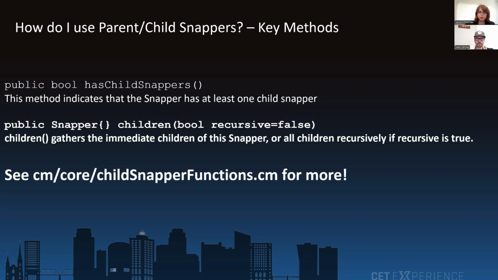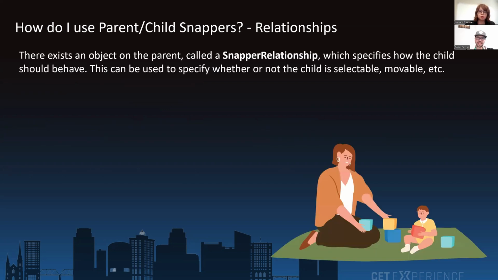Nice. So that was a whole lot to dump on you. And unfortunately, we have more to dump on you because we're going to be talking about relationships. Yes. Yay. You didn't think you'd be talking about that at a tech conference, but it's always important and applies to everything. So there exists on the parent an object called a snapper relationship that specifies how children should behave.